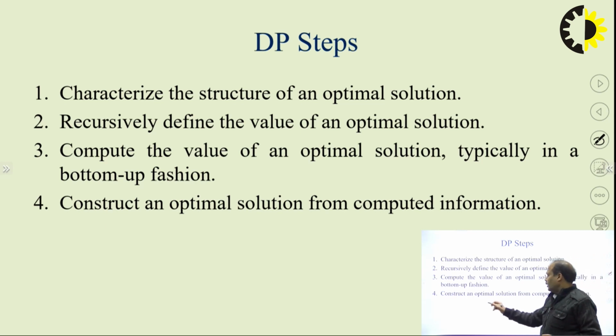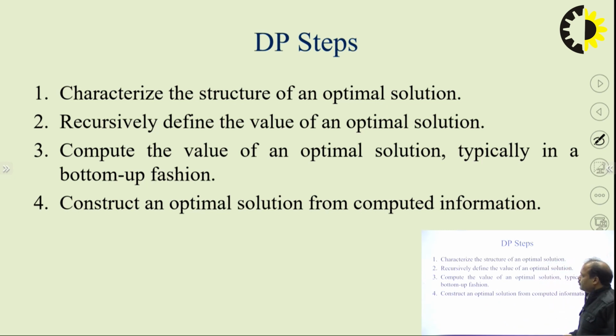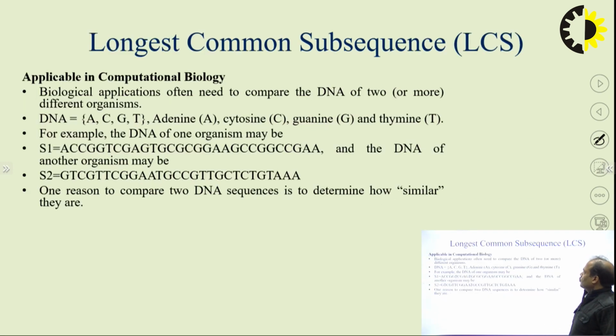So then the 4th step, after computing the value of an optimal solution, is to construct an optimal solution from step number 3. So the first problem of dynamic programming, we can think of solving, is the longest common subsequence (LCS) problem using dynamic programming. Look at here. Why is this problem very important from an algorithmic point of view?